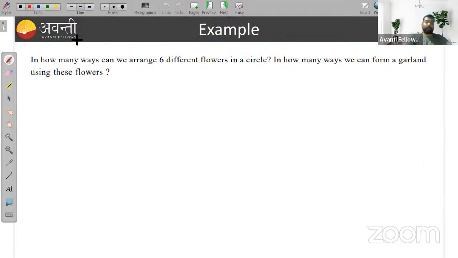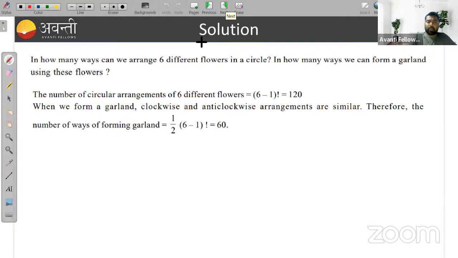Let's solve one question. In how many ways can we arrange 6 different flowers in a circle? In how many ways can we form a garland using these flowers? So the answer will be very simple. The number of circular arrangements of 6 different flowers is (6 minus 1) factorial, right? That is 120.